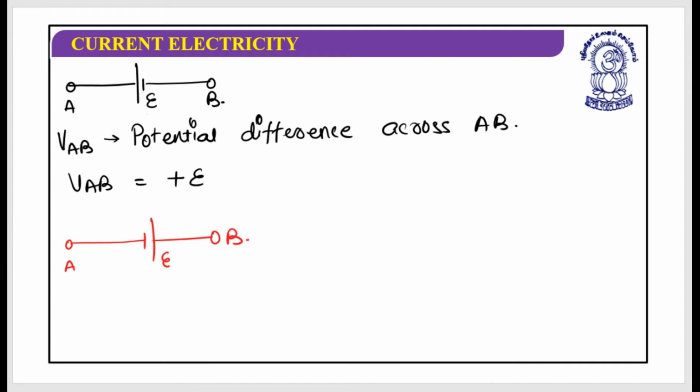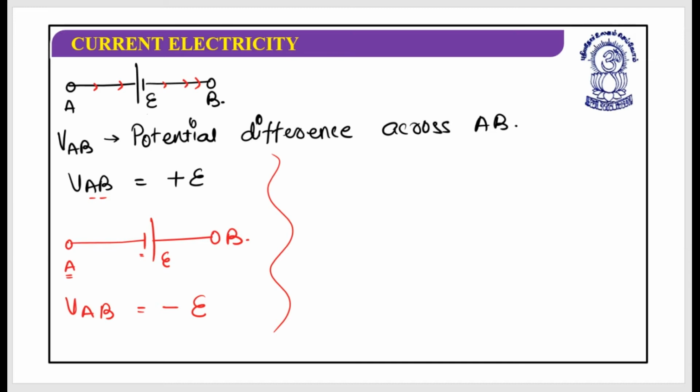And even this is of E. So what I can write, VAB should be equal to minus E. Now why does this happen? Because terminal A has been connected with the negative polarity of the battery, while B has been connected with the positive polarity of the battery. So while you write VAB, you are moving from A to B.